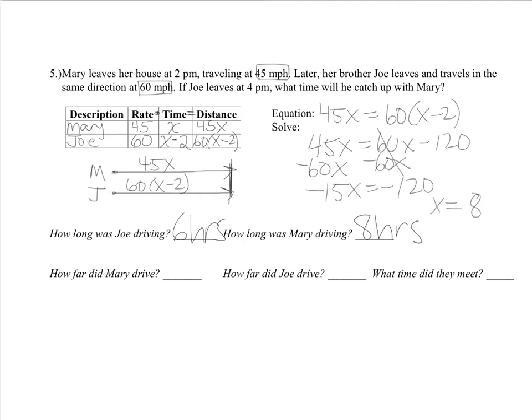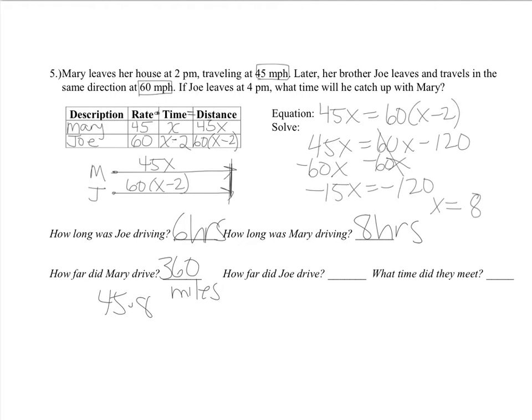Well, how far did Mary drive? To get how far Mary drove, we would just put 8 into her distance. Her distance is represented by 45x, so we would just do 45 times 8. So 45 times 8 is 360. So she traveled 360 miles.